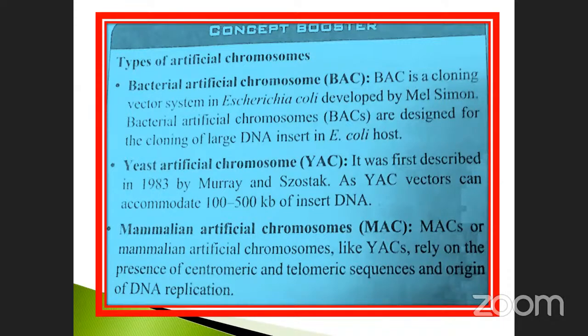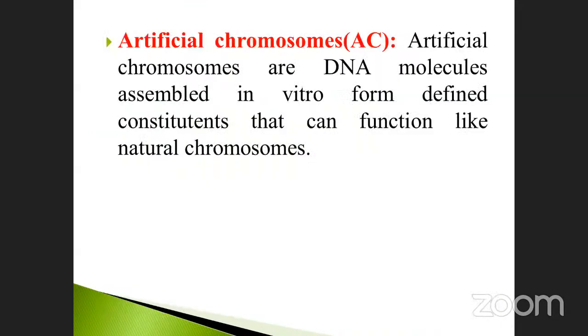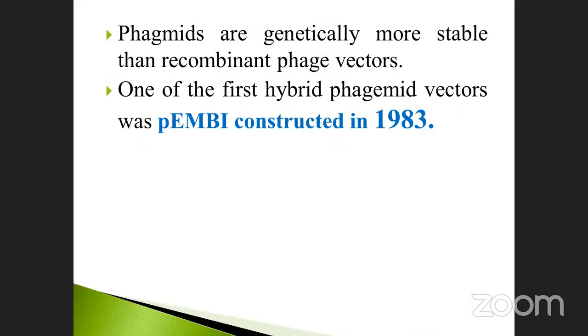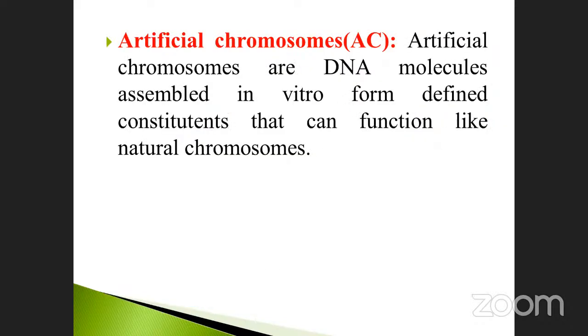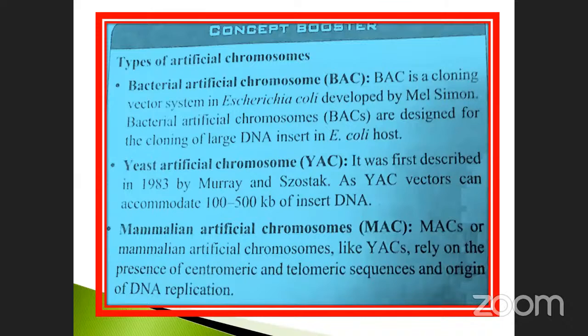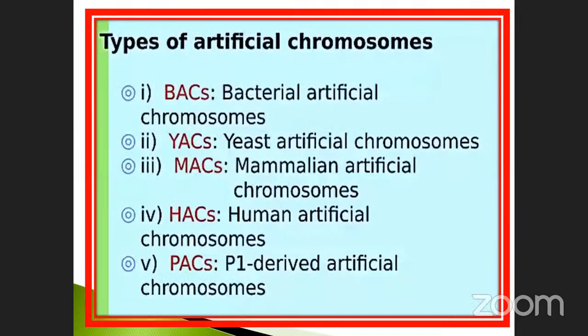Murray and Szostak, 1983. So you already know 1983 also comes here. Phage Mu is also discovered in the year 1983. Don't forget, my dear. Mammalians means human beings, an artificial chromosome like YAC. But at which stage are the centromeric and telomeric sequences present, and the origin of DNA replication also takes place? These are all known as types of artificial chromosomes.